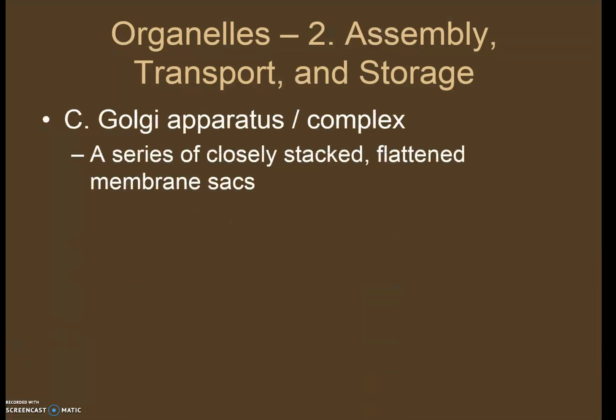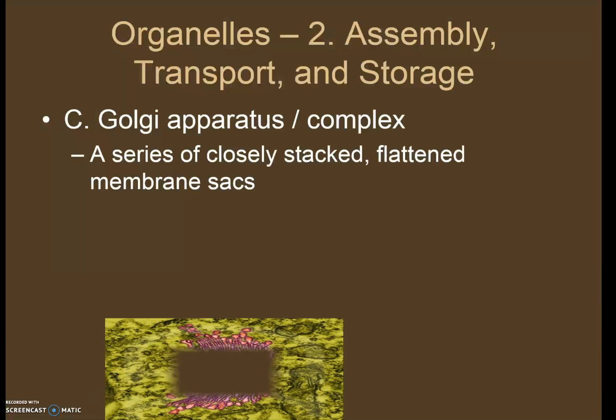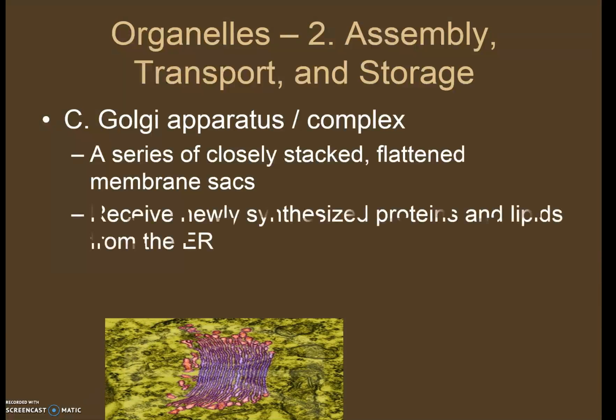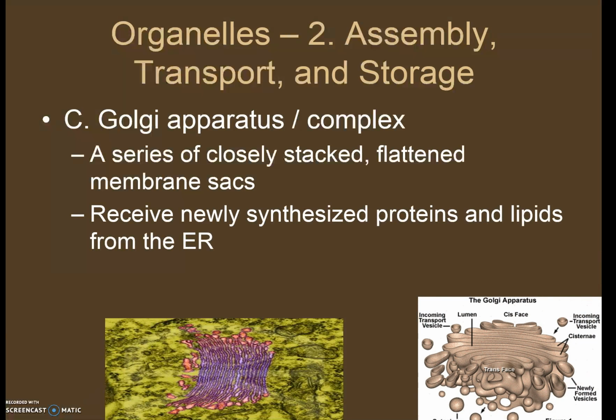The Golgi apparatus, Golgi complex, Golgi body, the Golgi, remember all of those are referring to the same thing. The Golgi's job is to collect those newly made proteins and fats and package them up and ship them either to another part of the cell or fully out of the cell. It is described as a series of closely stacked, flattened membrane sacs. So each of those membranes can be brought out when they're needed.